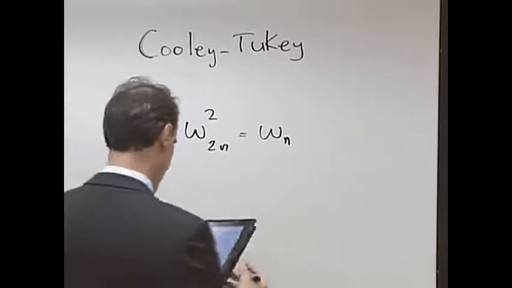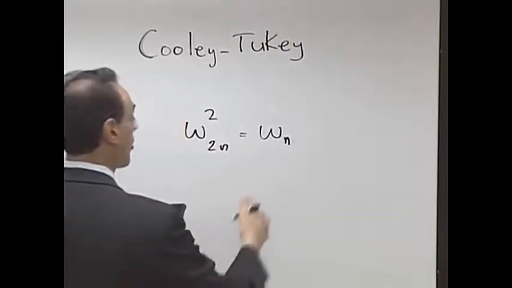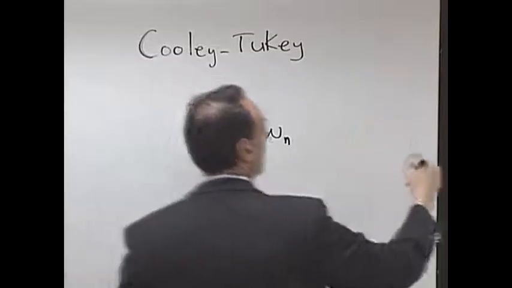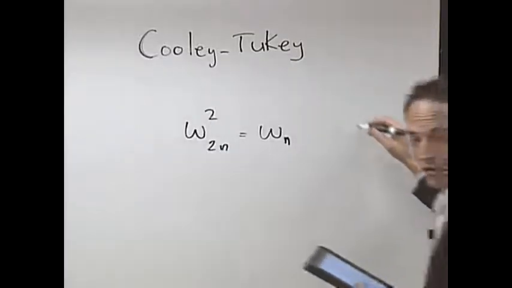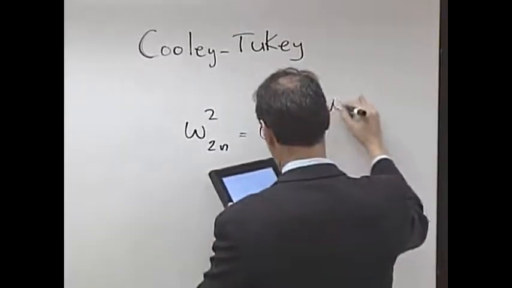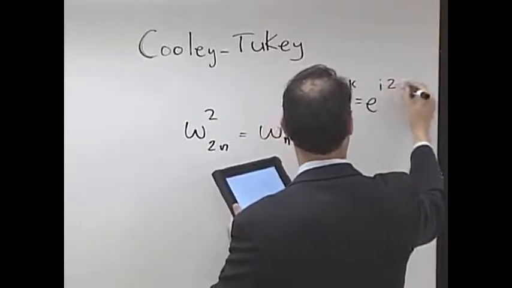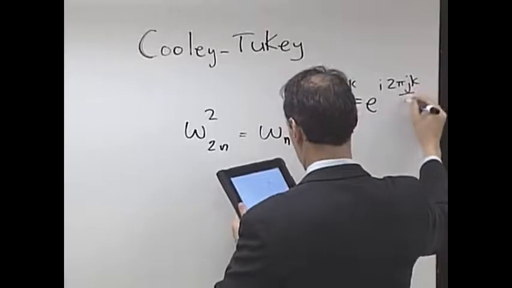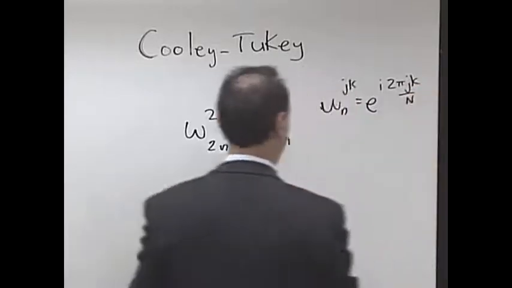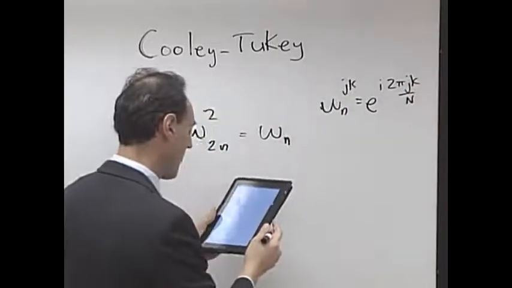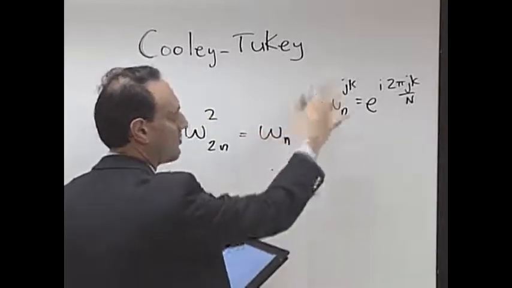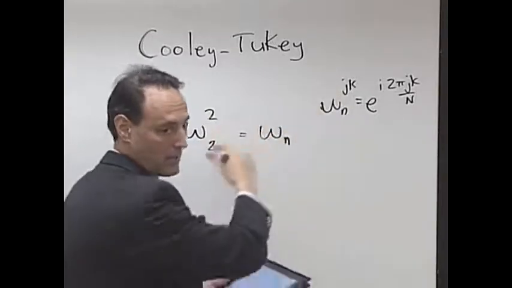So if I think about this thing being the kernel here, W_n^{jk} is equal to e^{2 pi i jk over n}. So we're looking at the nth Fourier coefficient. Right now, take some jk, but the same here and here. I can keep carrying it around.